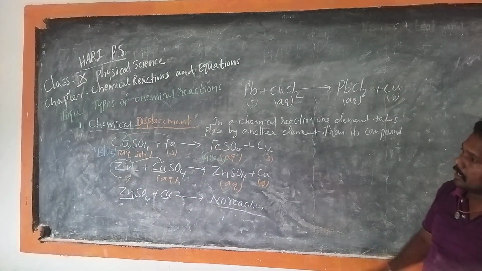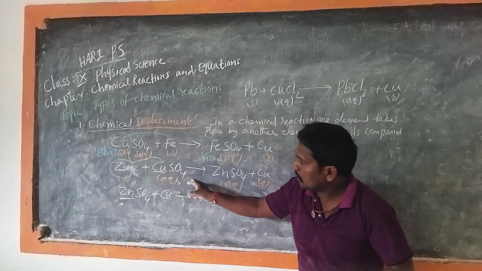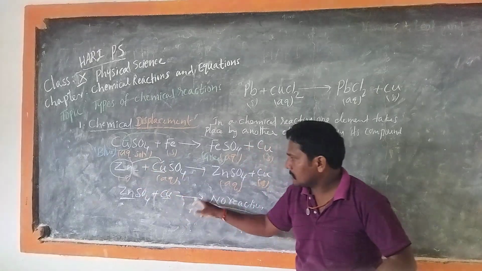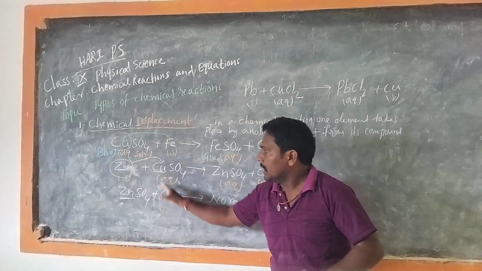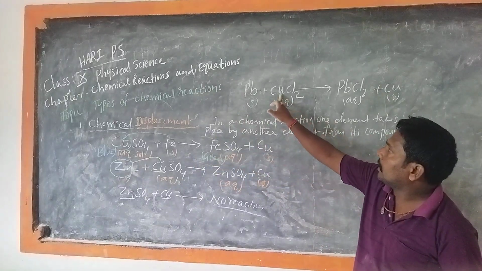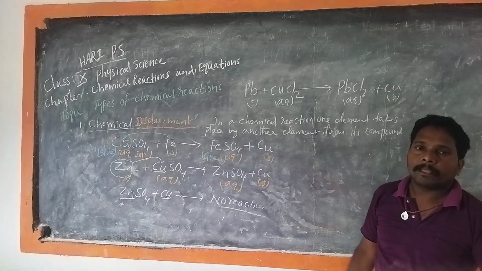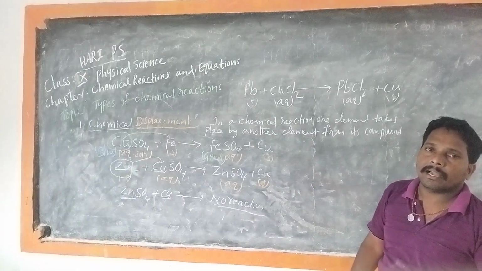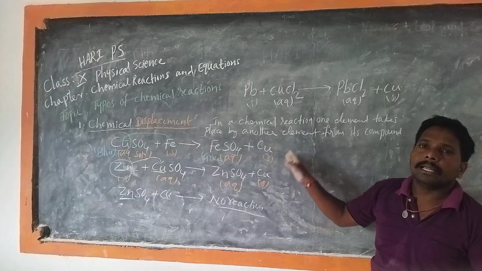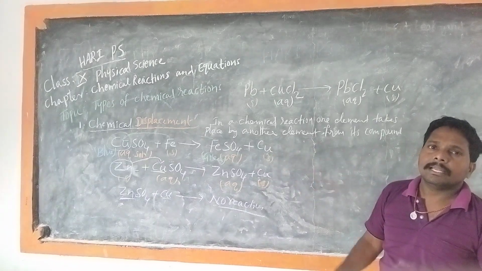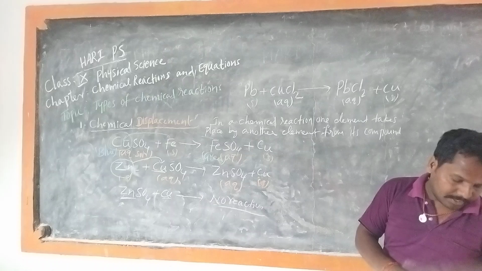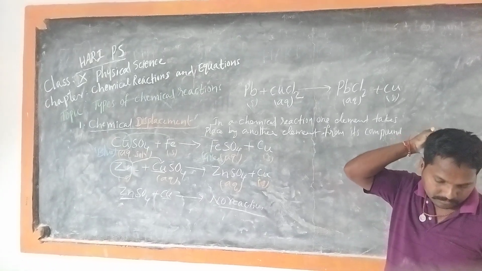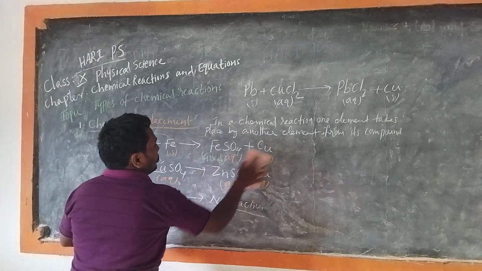So displacement reactions take place in these two, because iron is more reactive than copper and zinc is more reactive than copper. In this reaction, no reaction takes place because copper is less reactive than zinc. Here copper is less reactive than lead, so lead displaces the copper. So this type of chemical reaction is called chemical displacement. Let us take two more examples.